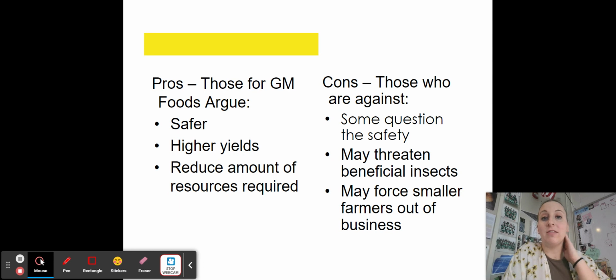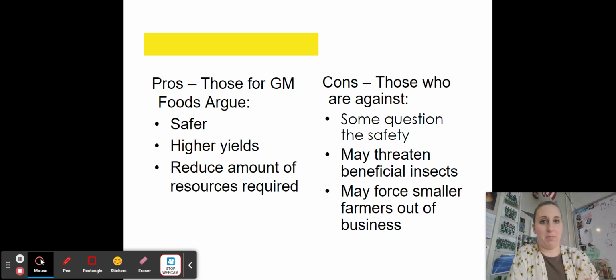So, some pros and cons for genetically modified foods. Pros are that they're usually safer, they produce higher yields, and they don't need as much water or as many nutrients in the soil. They can grow faster. Some cons, however, are that some people question the safety of these genetically modified foods.